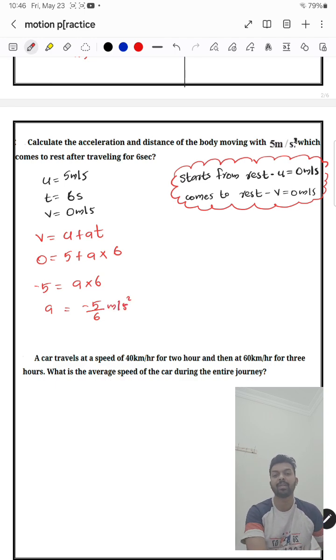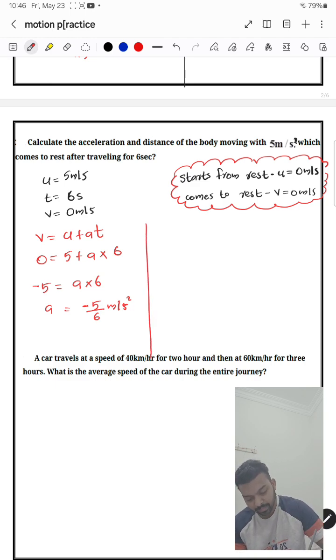Anyway, the answer is going to be less than 1 because it is 5 by 6, and I'll just keep the value as it is because we have to do more things now. So this is the acceleration. Is it negative or not? Yes, it is negative. Now going on to the next question.